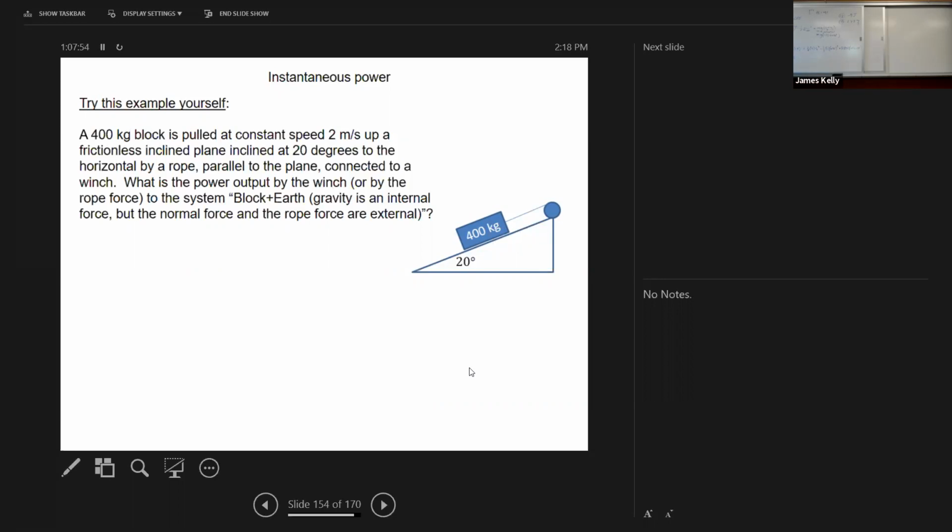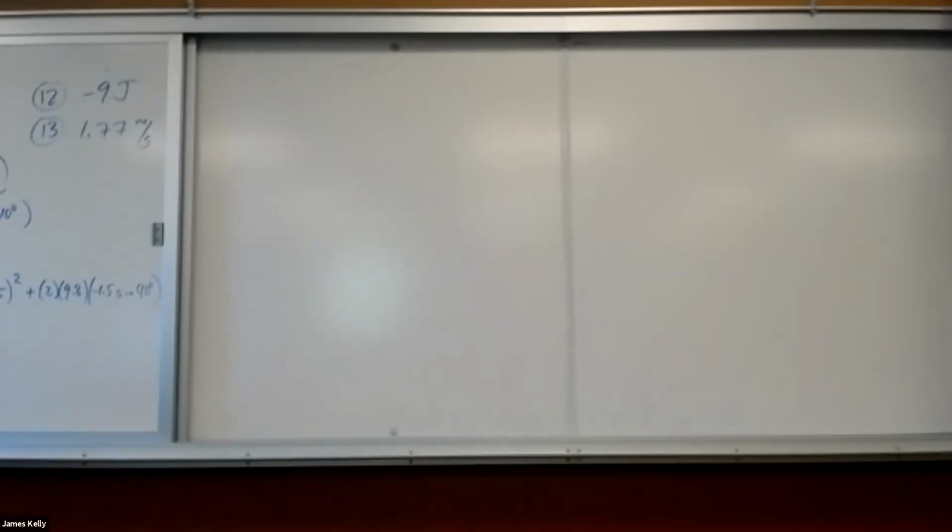Okay, to the system, well, it could be to the block, or it could be the block plus earth with gravity an internal force. It doesn't really matter. The question is, as long as I know the speed at which the object is moving and the force that's being exerted, we can calculate it.